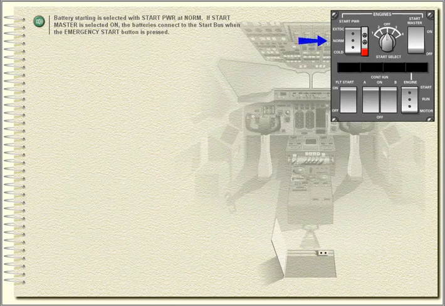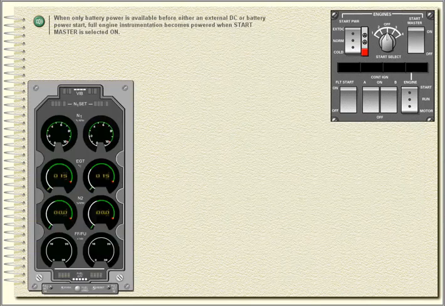Battery starting is selected with start power at normal. If Start Master is selected on, the batteries connect to the start bus when the emergency start button is pressed. When only battery power is available before either an external DC or battery power start, full engine instrumentation becomes powered when Start Master is selected on.